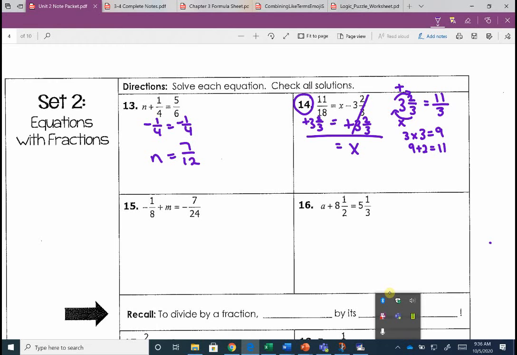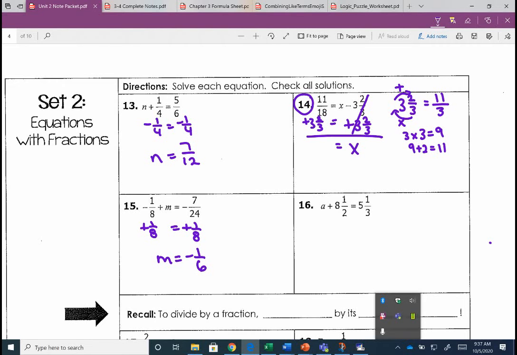In number 15, some of us struggled with things like 15 last week because we see addition on this side. But what we have to look at is this negative 1/8 and moving it to the other side. We need to get m by itself. So to get m by itself, we have to move the negative 1/8. To undo a negative, we need a positive. So to solve something like number 15, we do actually have to add 1/8. So we have negative 7/24 plus 1/8, and our m equals negative 1/6.